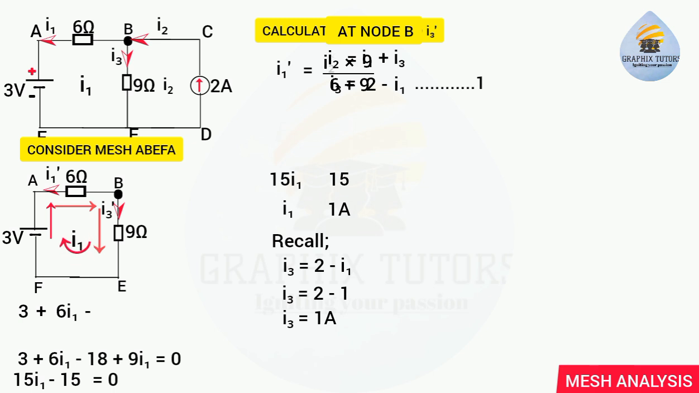Most times they might tell you to find the voltage drop across the 9 ohm resistor. Using Ohm's law, voltage drop equals IR. So the I here is the I3 flowing and the R here is the 9 ohm resistor. When you multiply both of them, you have 9 volts. So the voltage drop across this resistor is 9 volts. Similarly, the voltage drop across the 6 ohm resistor is 6 volts. So we have successfully gotten I1 to be 1, I3 to be 1, and I2 is given as 2.